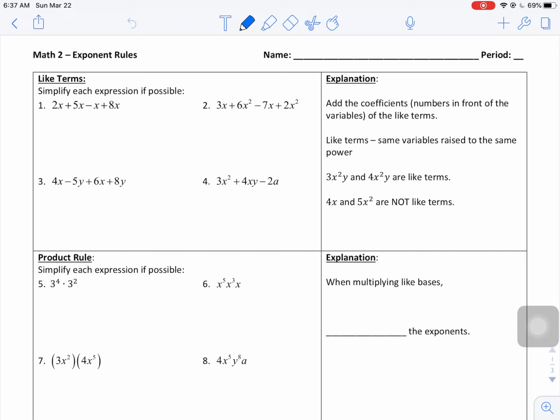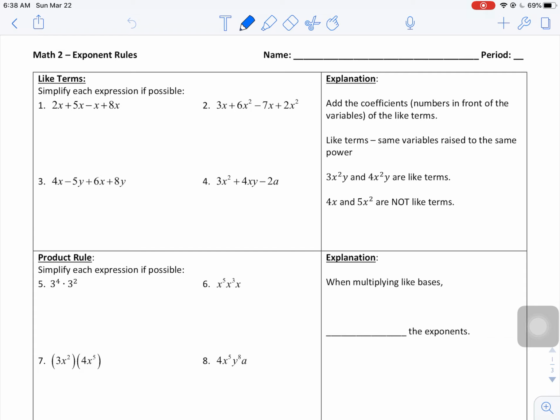This video is a review of simplifying, mainly exponent rules. Before we dive into the exponent rules, we'll start with combining like terms. So if you look over in the right side under the explanation box, we're going to add the coefficients, which are numbers in front of the variables, of the like terms. Like terms are same variables raised to the same power.